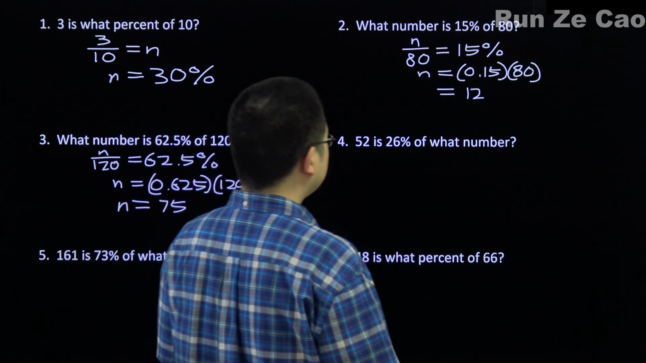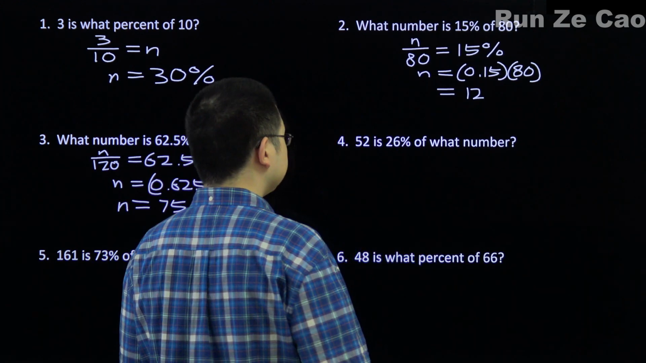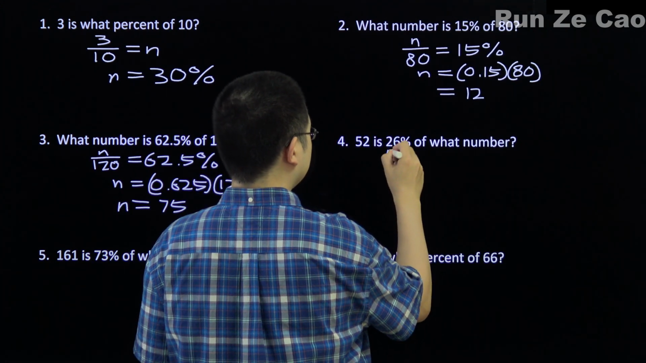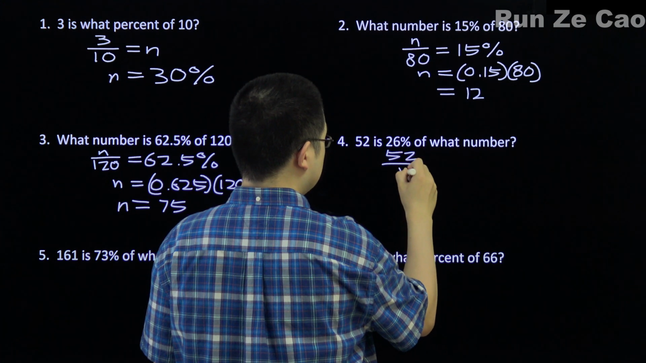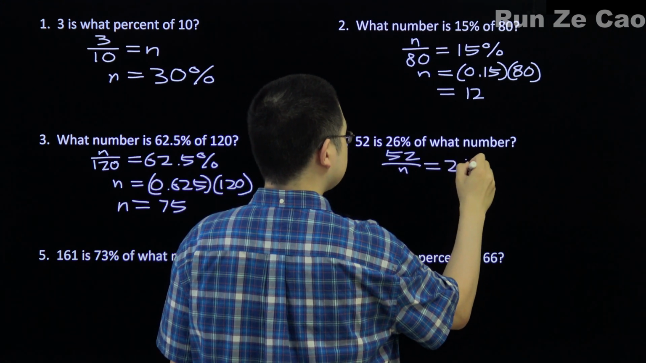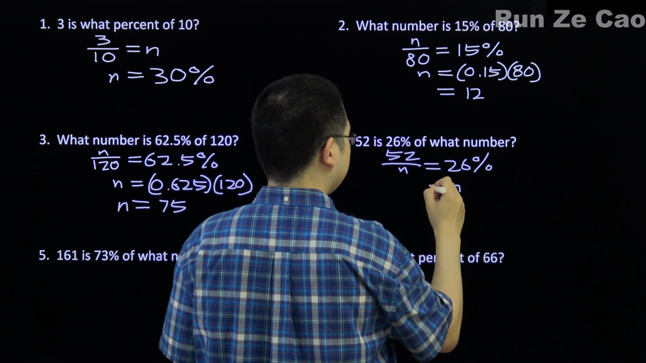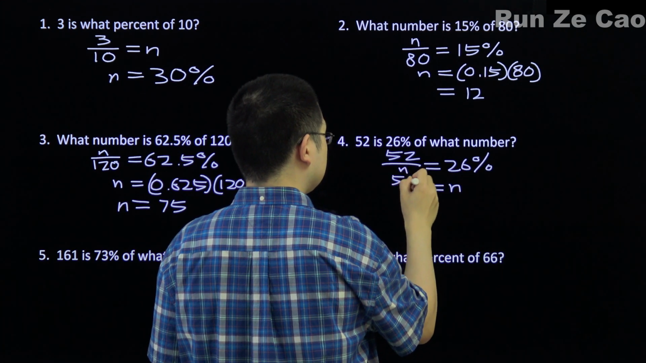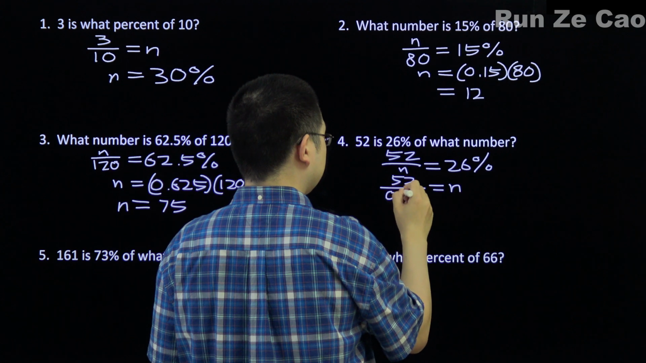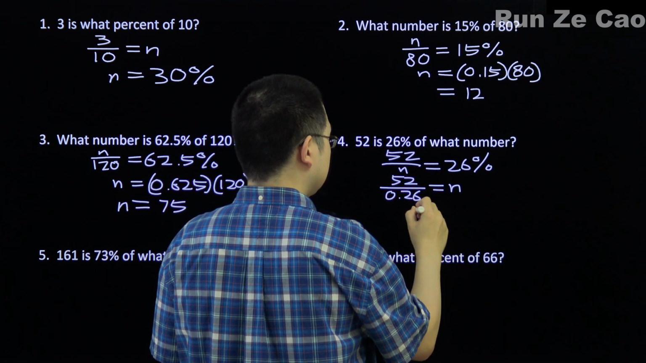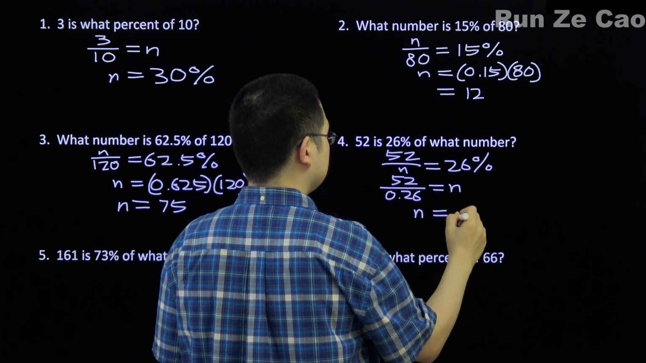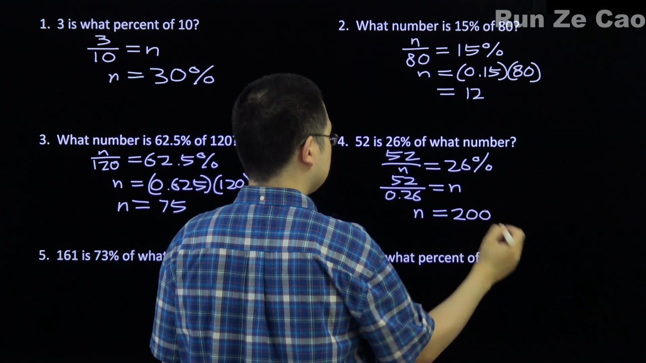52 is 26% of what number? Well, that means 52 over n is equal to 26%. N is therefore equal to 52 divided by 0.26. So n is equal to 200.